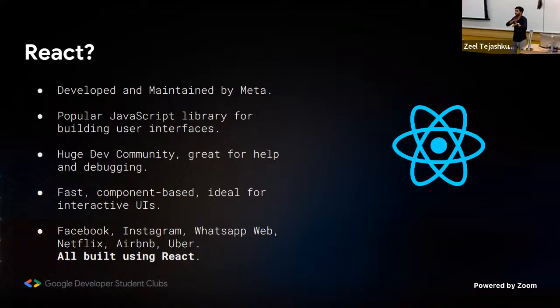You can quickly divide a single application into multiple components and then place them in different formats and styles and get your project to work. Another reason we're talking about React is that since it's popular, a lot of people want to learn it because it's the industry standard. As you can see, Facebook, Instagram, WhatsApp, Netflix, Airbnb, and Uber were all built using React, the front end I'm talking about.